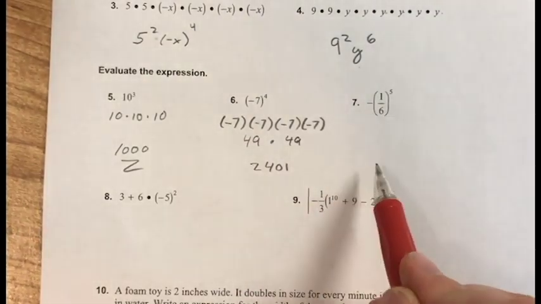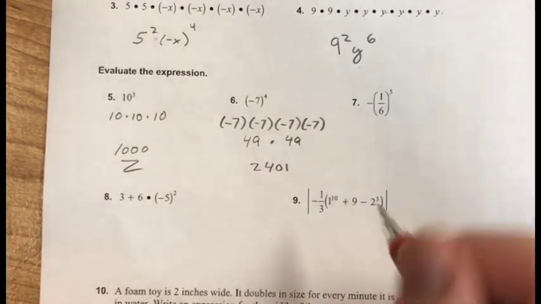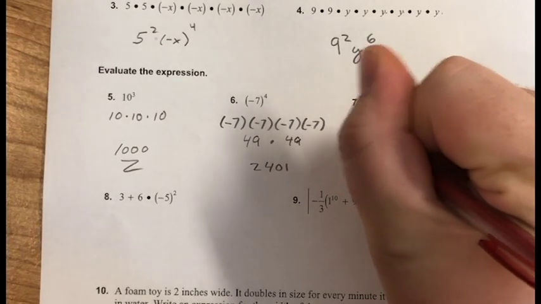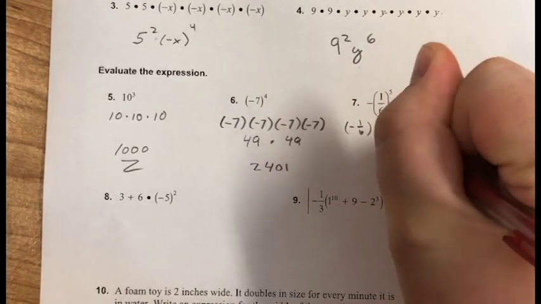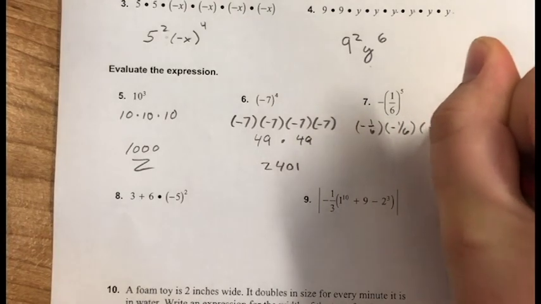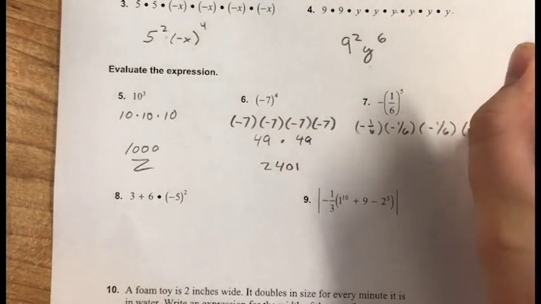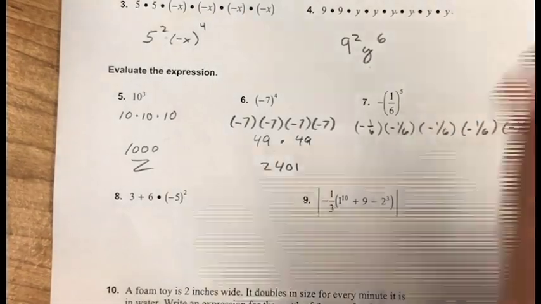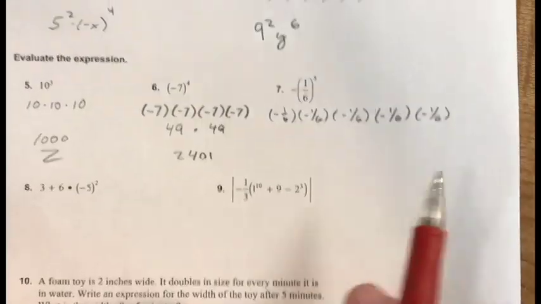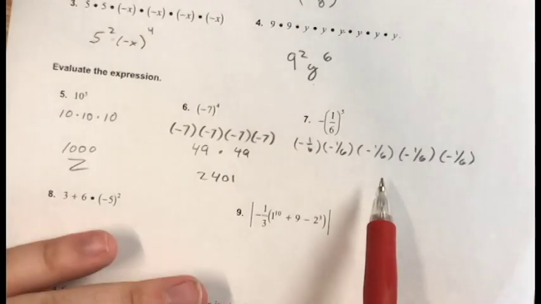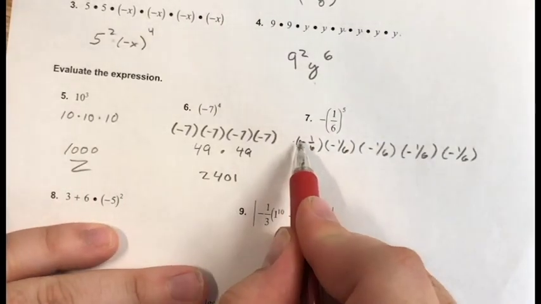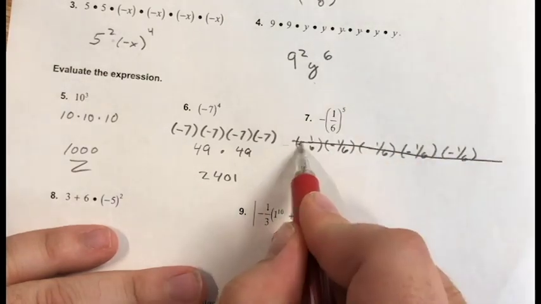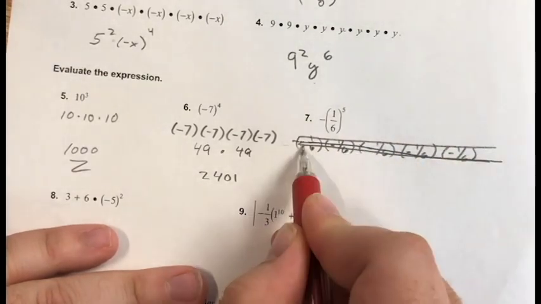Now, this is the one that may have got you. This might be what you did. You may have gone negative 1/6 times negative 1/6 times negative 1/6 times negative 1/6 times negative 1/6. This may be what you did. Now, if you did that, you did so incorrectly. And here's the reason why. This is not correct if you did that method.